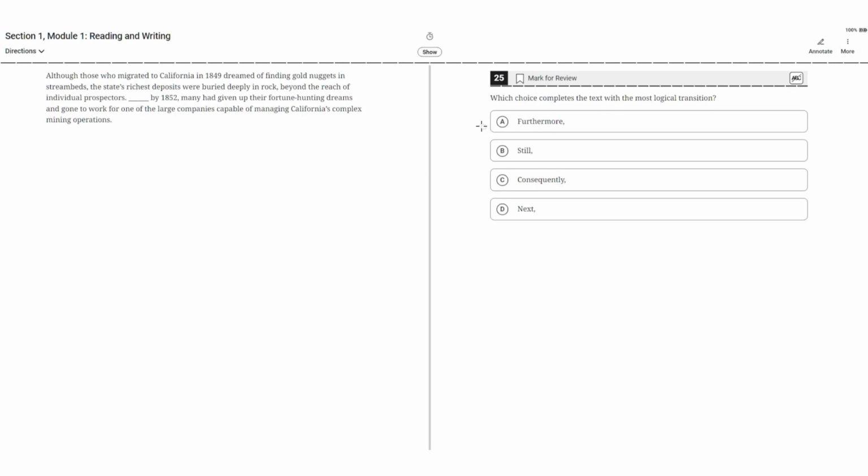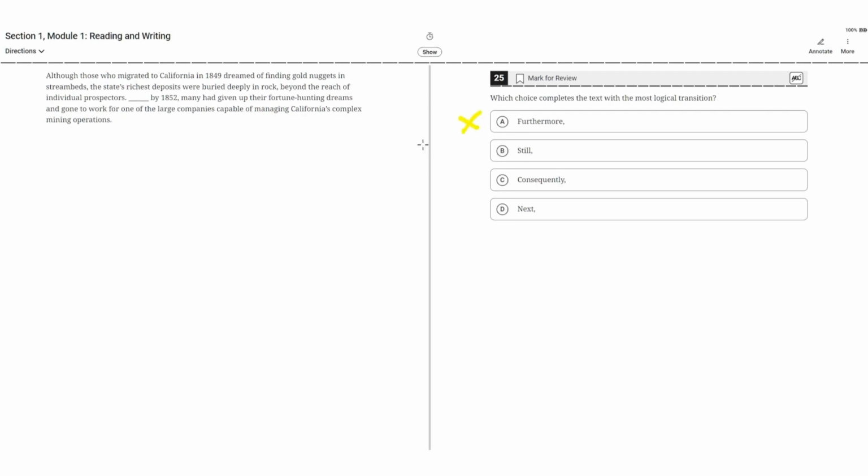A. Furthermore. Furthermore is incorrect here, because furthermore would imply that the second sentence will discuss how the state's rich deposits were beyond the reach of individual prospectors, but this is incorrect, because the second sentence discusses how the prospectors gave up their dreams and went to work for the larger companies.